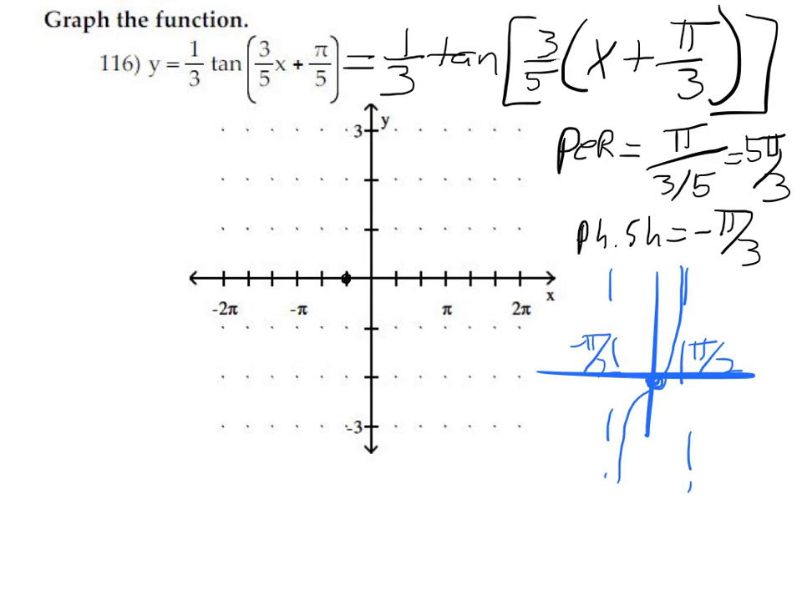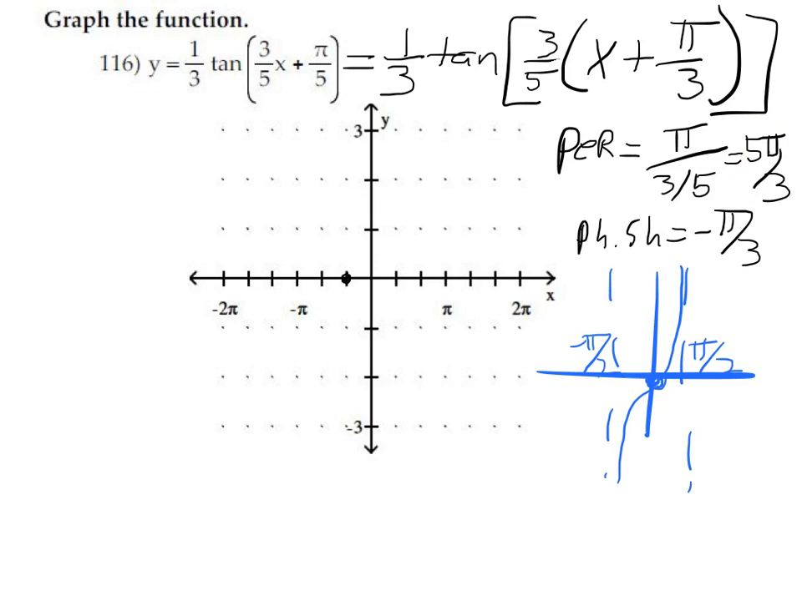So there we are, left pi thirds. That's where it's going to cross. Now, the period, with a tangent, you go half of the period to the right and half of the period to the left to find these two asymptotes. So half of the period. With our period of 5 pi thirds, half of that's 5 pi sixths, which is not very nice.